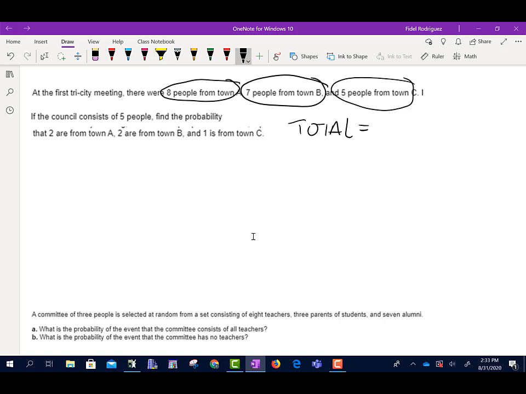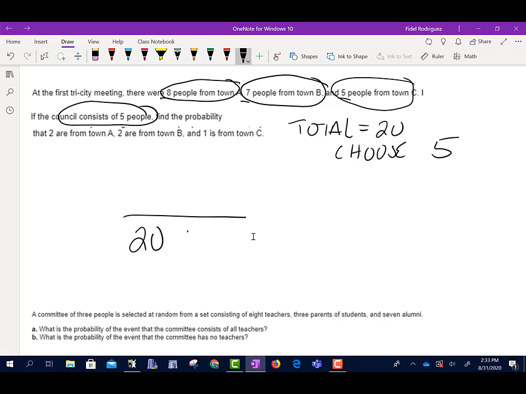Let's figure out what's the total number of people we have. 8 and 7 is 15, and another 5 is 20. The city council is going to be chosen from 5. So we're going to choose 5. Remember, in doing these probabilities, the easiest thing is to do my denominator first. 20, we're going to choose 5. Now we're going to get into the specifics.